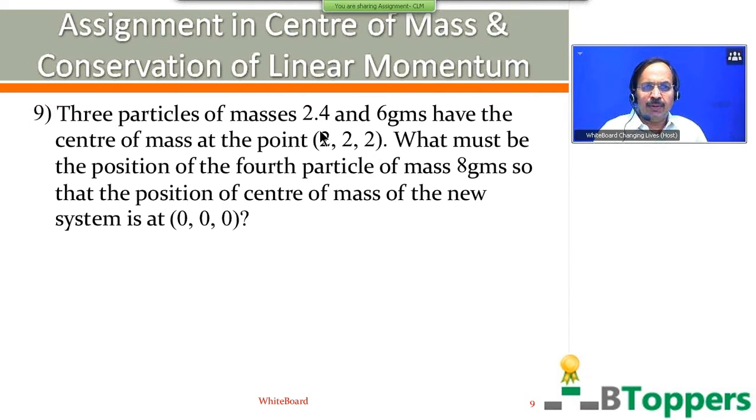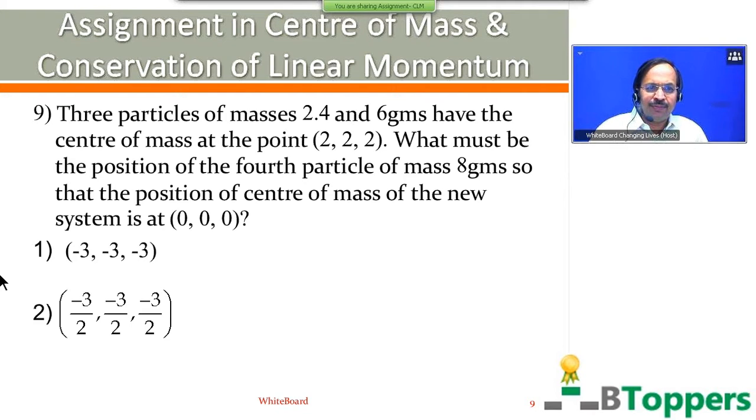3 particles of mass 2, 4 and 6 grams have the center of mass at the point (2, 2, 2). What must be the position of the 4th particle of mass 8 grams so that the center of mass of the new system is at (0, 0, 0)? Come on, try the question.